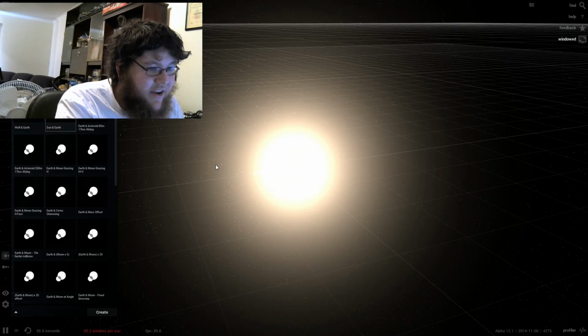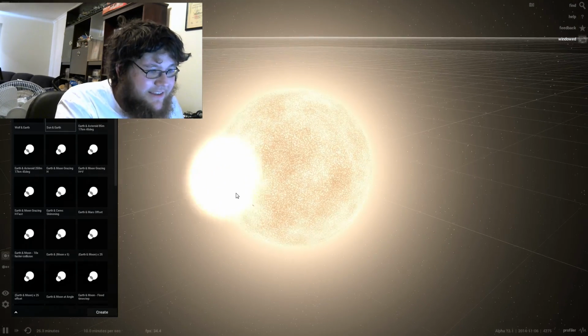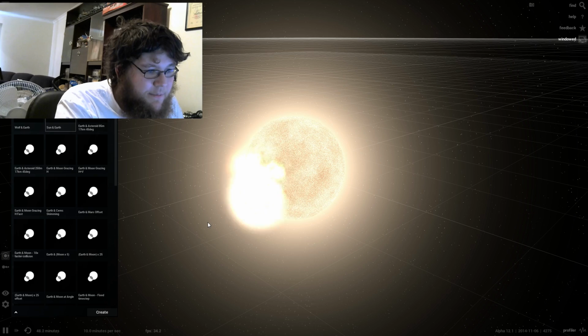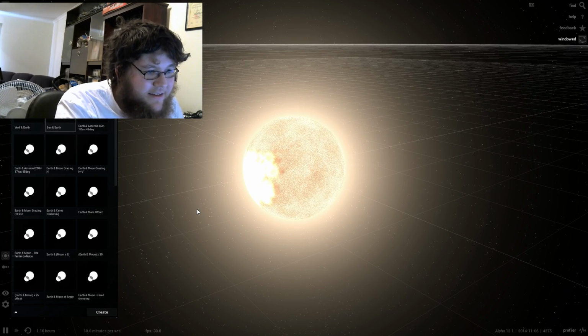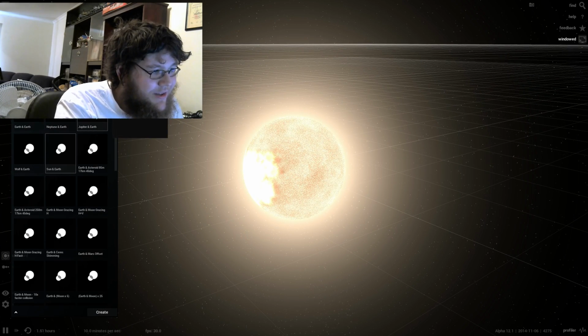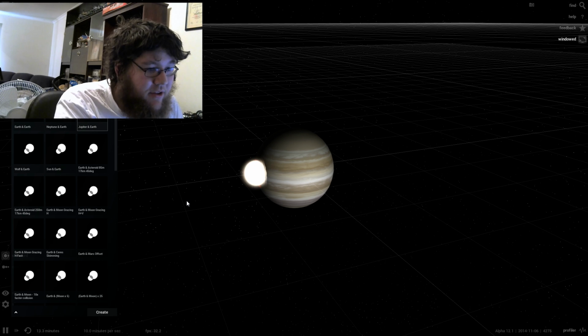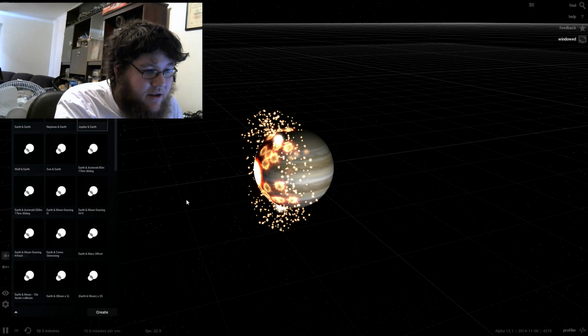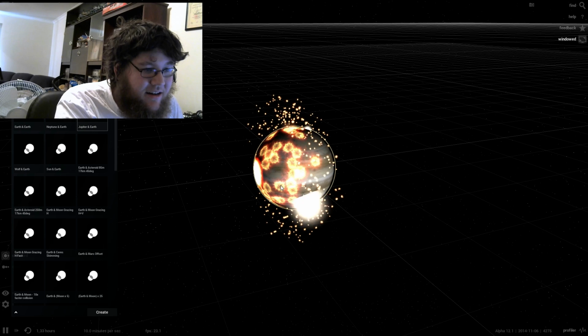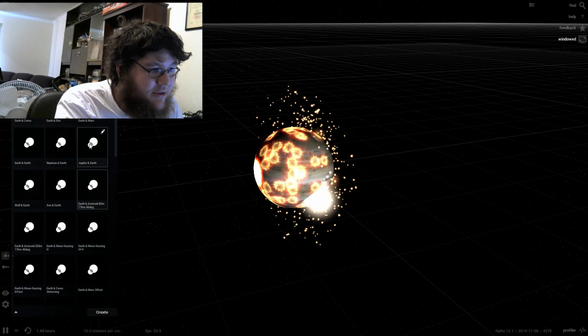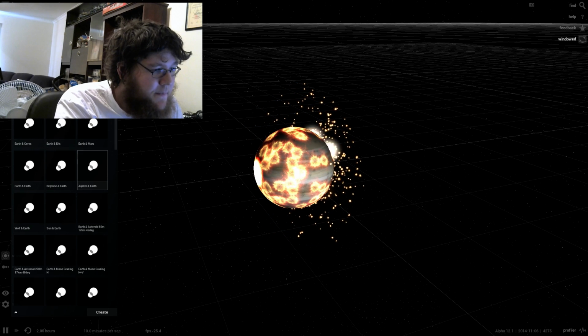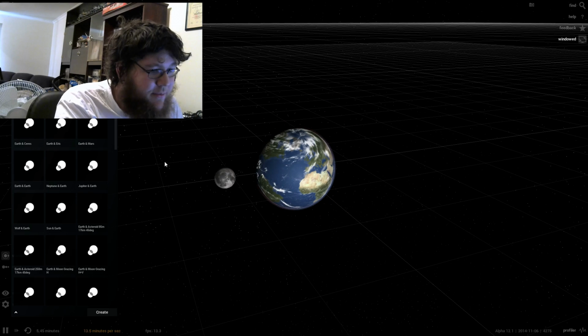Let's see. Sun and the Earth. That little tiny boom there. Jupiter and Earth. Have a look at that. All the little pop marks all over. And of course the Earth and the Moon.